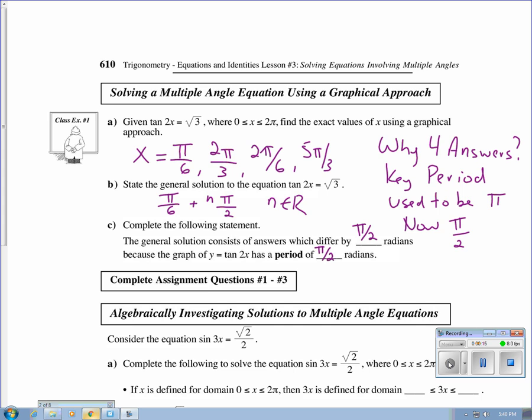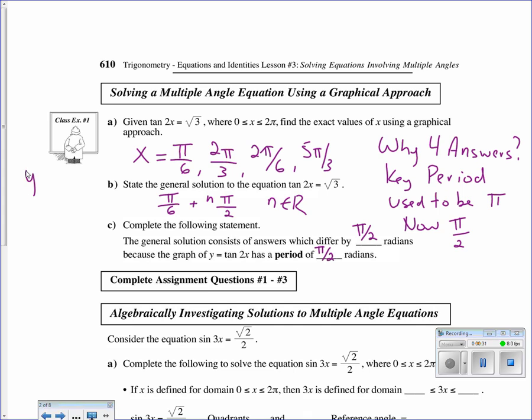Please graph for class example 1 the graph of tan 2x equals root 3 and find the exact values of x. Remember, probably the best thing to do is graph y1 as tan 2x and y2 as root 3. And then you want to find the point of intersection of those.